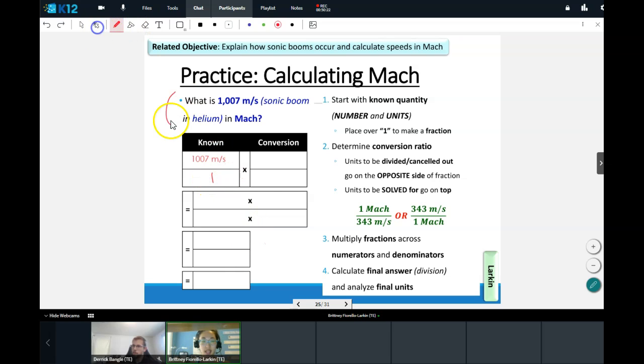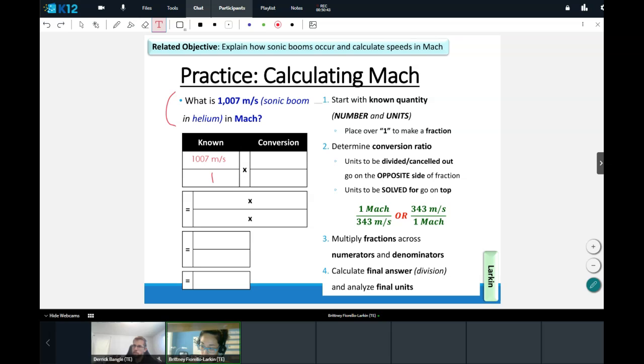Perfect. Now, I need to get rid of meters per second, this unit. So in the next step, where should it go? Think about which side is the opposite. Should I put it on top or the bottom? If I want to get rid of meters per second, which is on top here, where does it go in the next step to be on the opposite side?